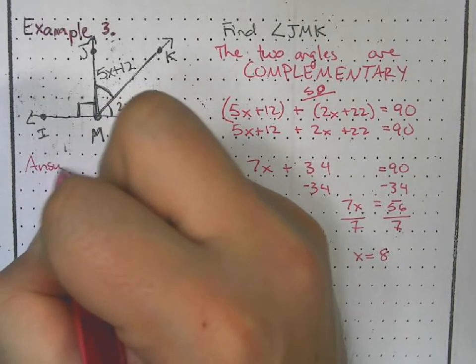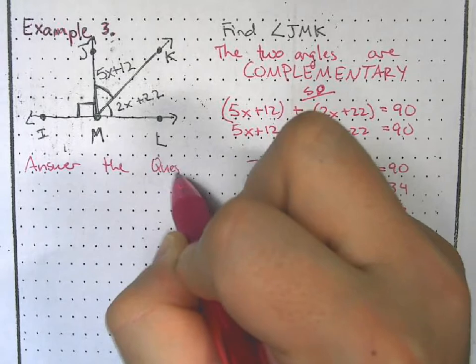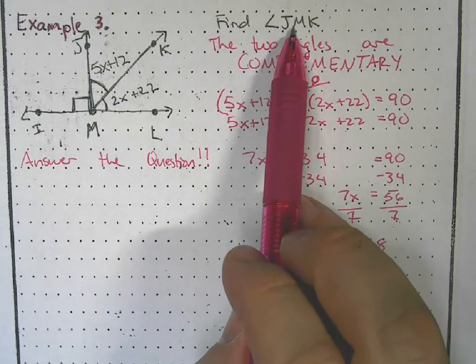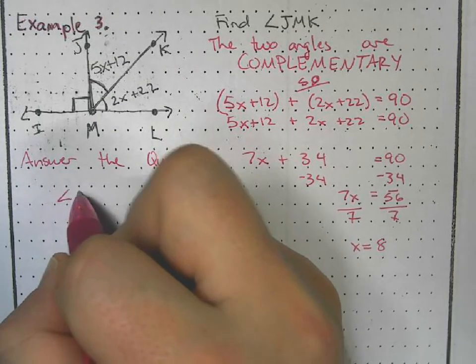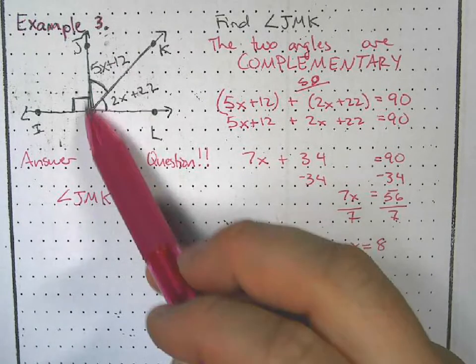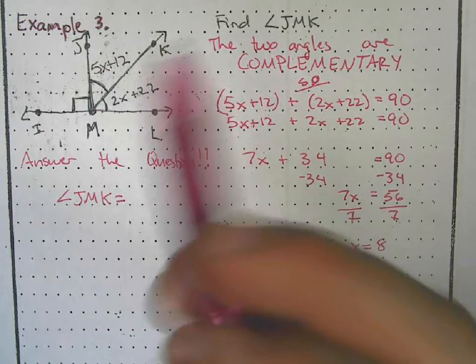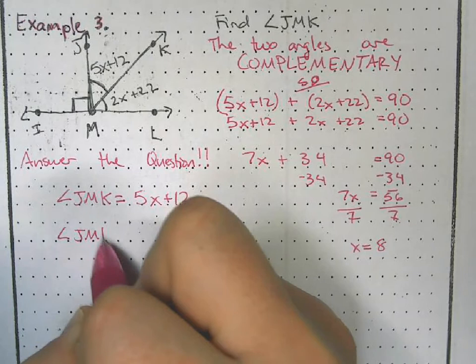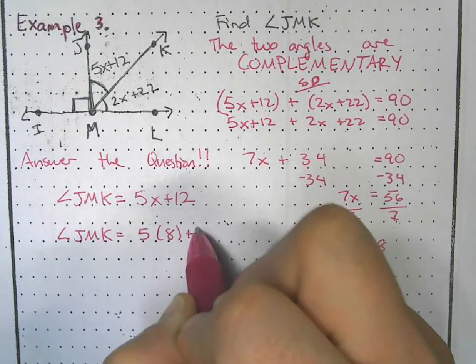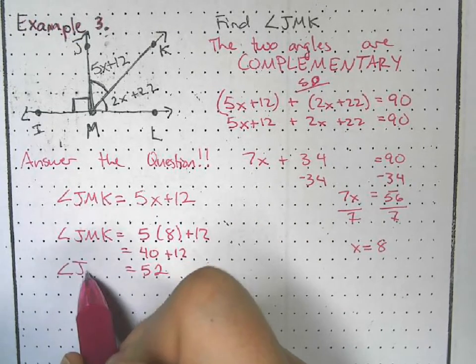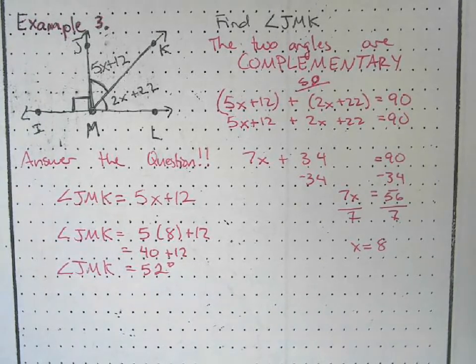We got to make sure we answer the question. So our question says, find JMK. So we're looking for that angle, angle JMK. So angle JMK equals, JMK is this angle right here. So we'll go 5x plus 12. Now we plug in x and solve. So angle JMK equals 52 degrees.